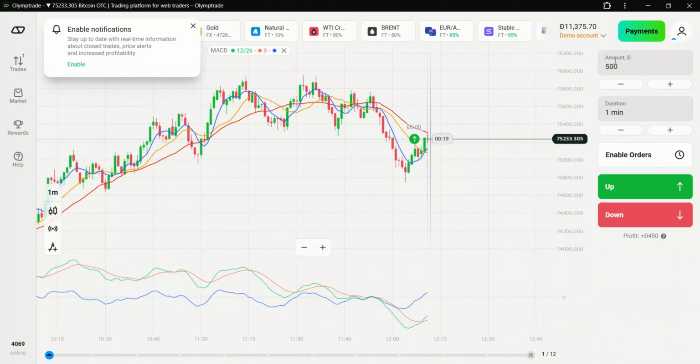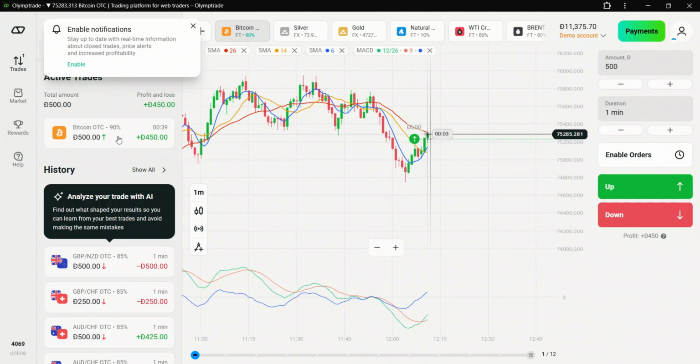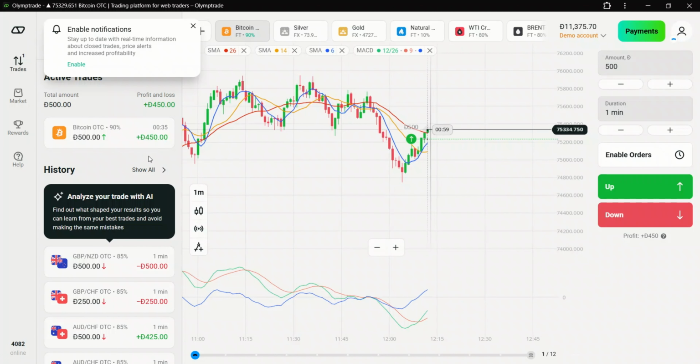I took it with a $500 demo. So let's see how it goes after 1 minute. The prediction is it should go up above the line after 1 minute. So you can see my trade here. You can see that it's in profit, plus 450 right now. So let's wait for the trade to be over. You can see that it's going in my direction, favorably.